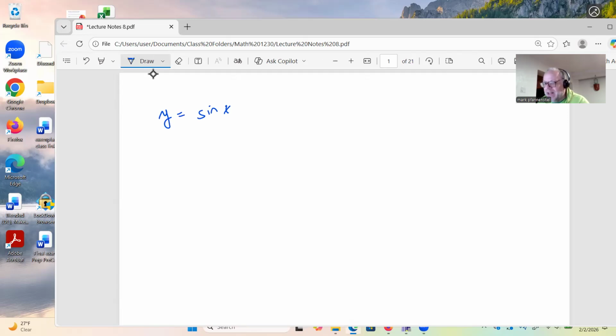So the idea is what we're going to do is we're going to try to graph y is equal to sine x. We're going to go ahead and graph this. This is why radian measure was so important when we started this thing.